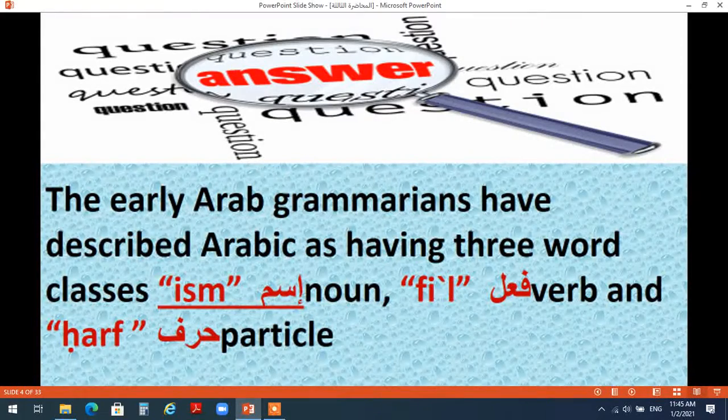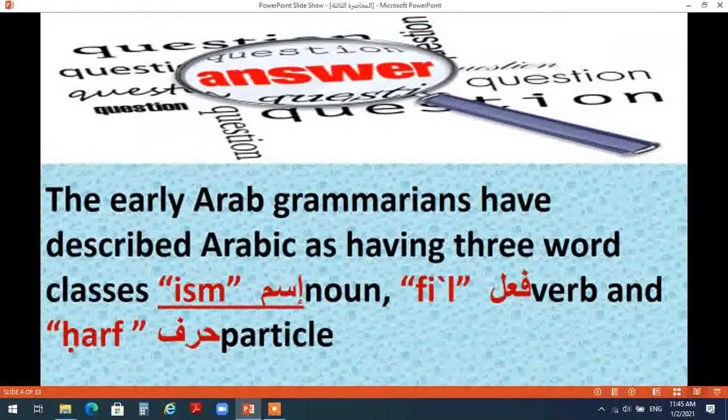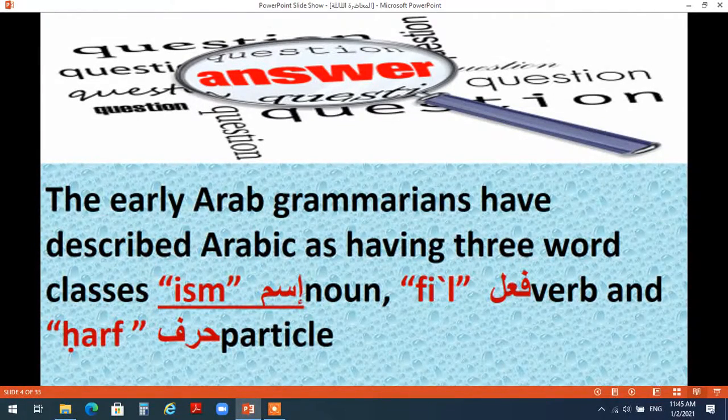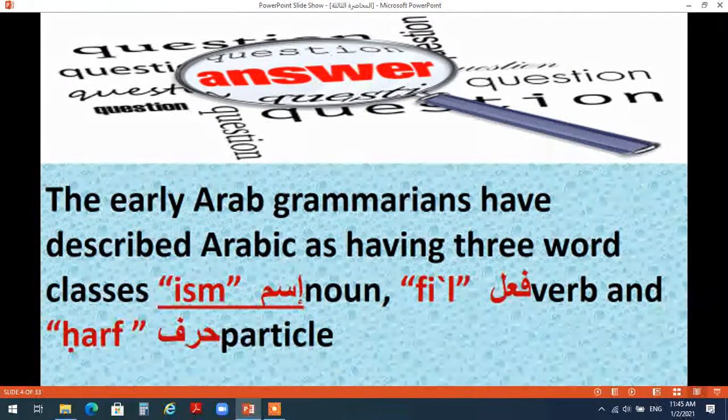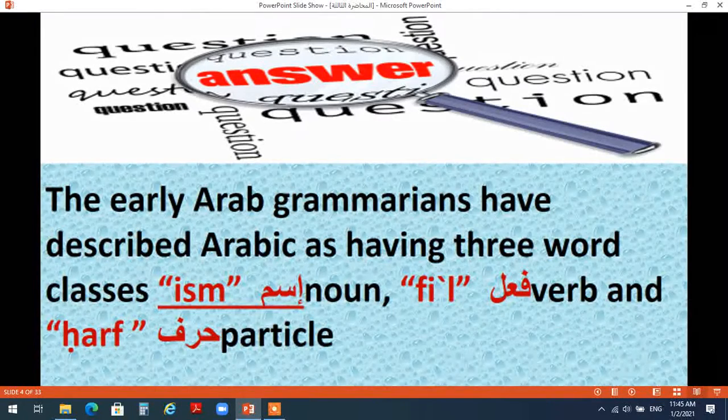This is the answer to the question. The early Arab grammarians described Arabic as having three word classes, which are الاسم أو noun، والفعل اللي هو الverb، والحرف اللي يطلق عليه في اللغة الإنجليزية particle. So these are the parts of speech as they are classified by the early Arab grammarians.